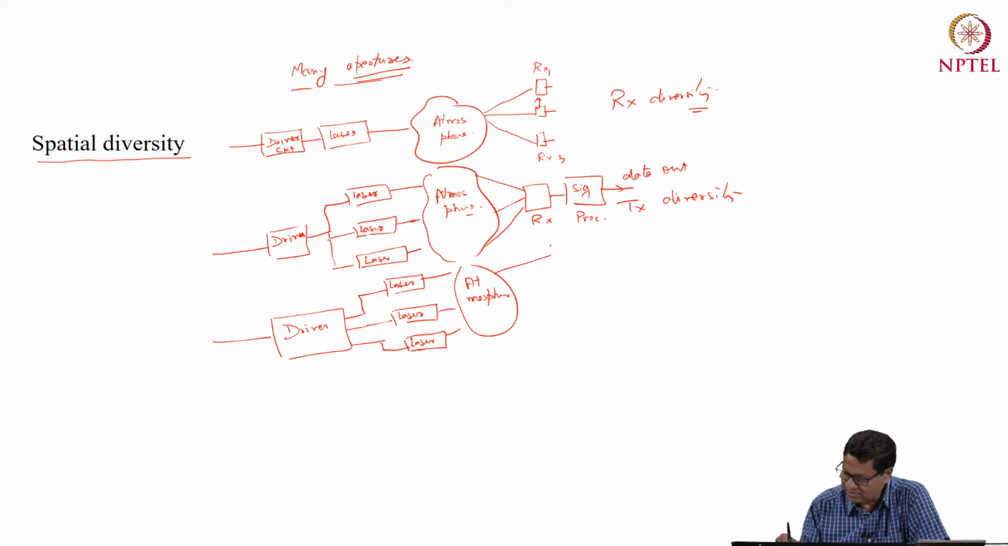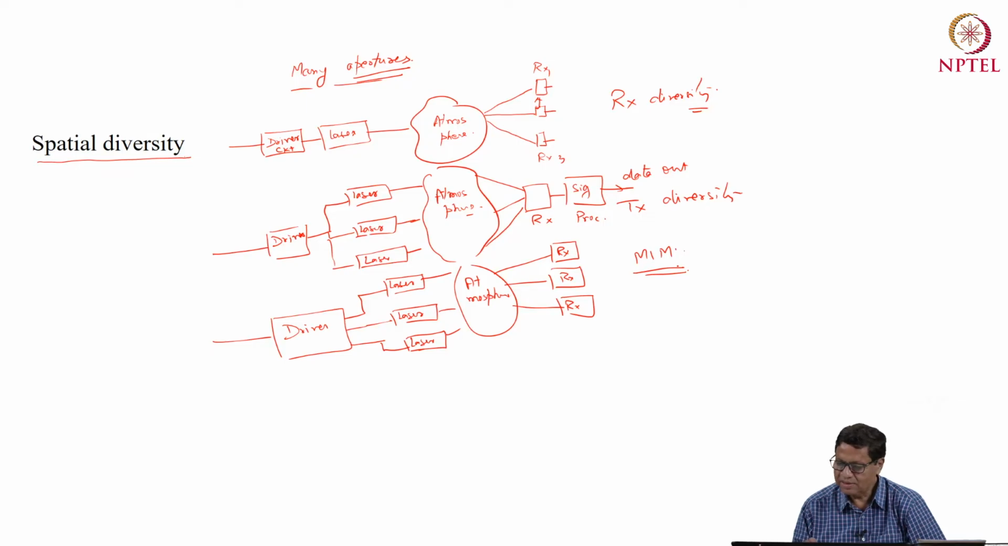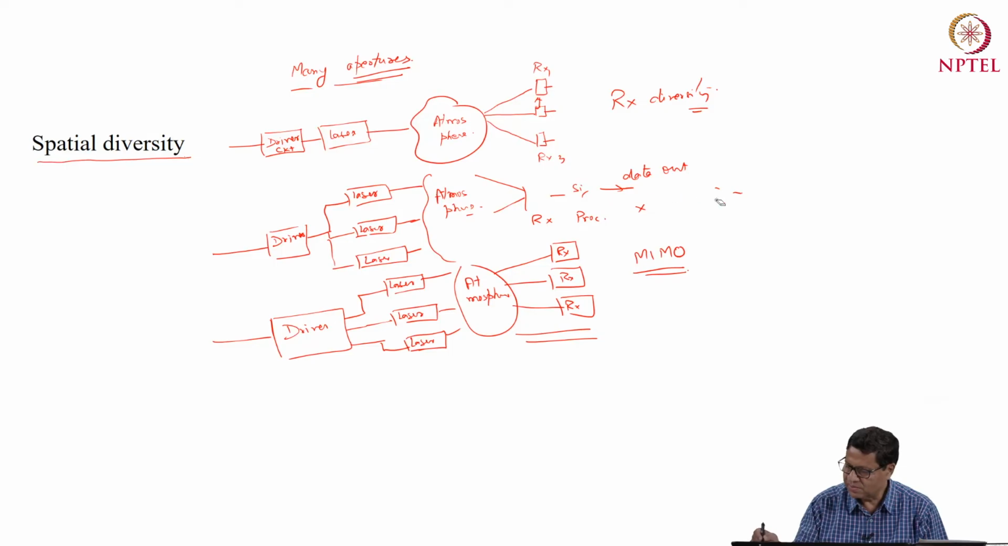And you have multiple receivers. So it is a case of MIMO, where you have multiple input, multiple transmitters and multiple receivers. So using these techniques, either receive diversity or transmit diversity or MIMO configurations, you can mitigate the atmospheric turbulence. Let us now understand how this MIMO will help in improving the performance of the system. So let us try to understand this. Maybe we can remove this part here.